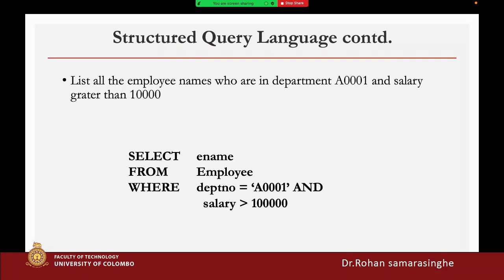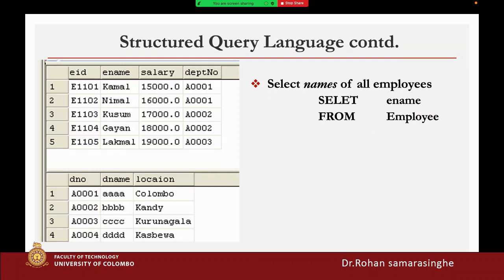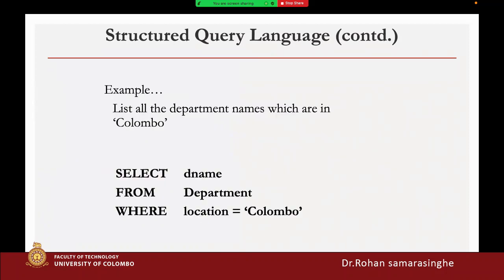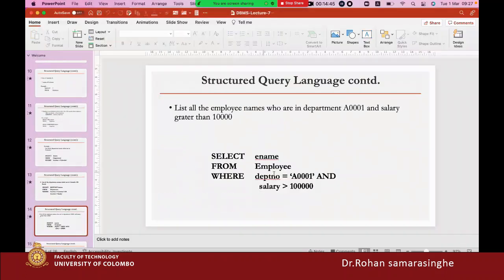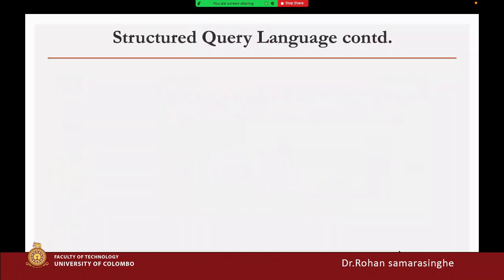Also, if the salary is greater than 100,000, sometimes you can see no one. Here, let's see the salary. Here you can see 15,000, 16,000, 17,000, 18,000, 19,000. Salary is greater than 10,000, you can get all these, and department number is A001. In such case, you can get only these two, Kamal and Nimal. But as I made a mistake here, this must actually be 10,000. In such case, you can get Kamal and Nimal.